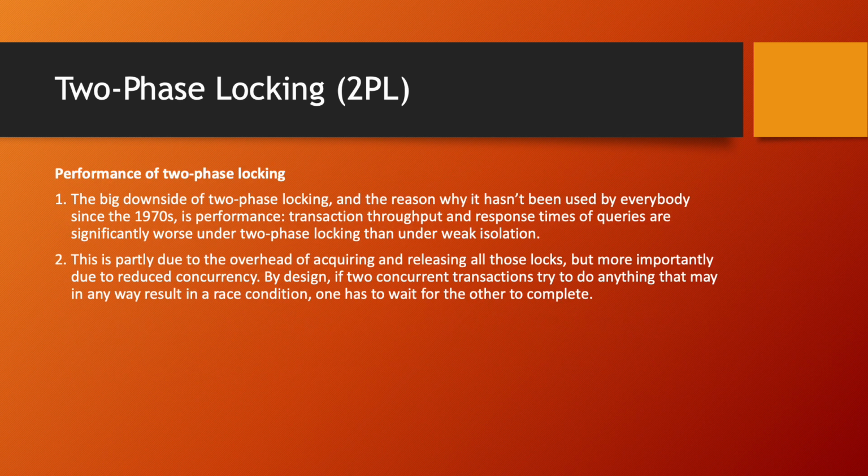Performance of two-phase locking. The big downside of two-phase locking, and the reason why it can't be used by everybody since the 1970s, is performance. Transaction throughput and response time of queries are significantly worse under two-phase locking than under weak isolation. This is partly due to the overhead of acquiring and releasing all those locks, but more importantly due to the reduced concurrency. By design, if two concurrent transactions try to do anything that may in any way result in a race condition, one has to wait for the other to complete.